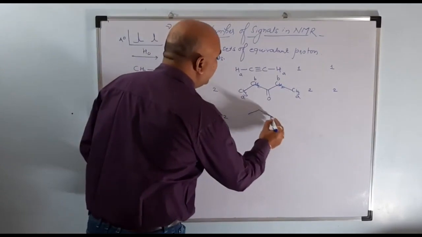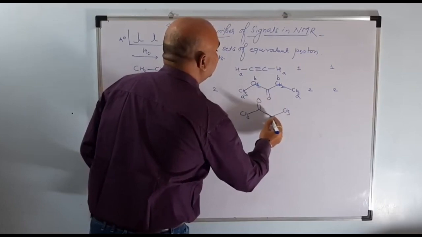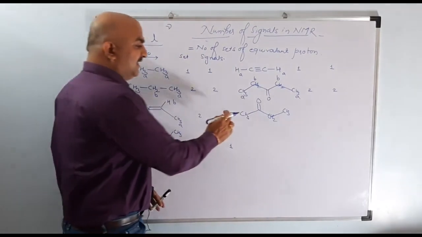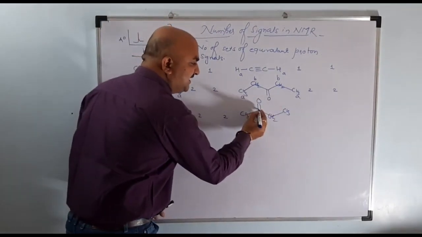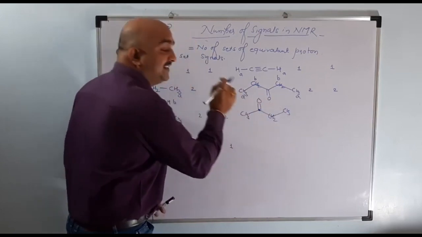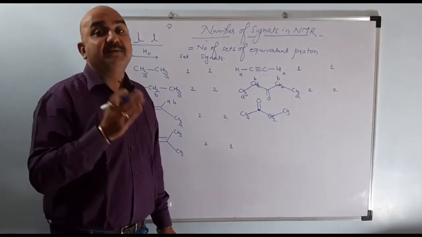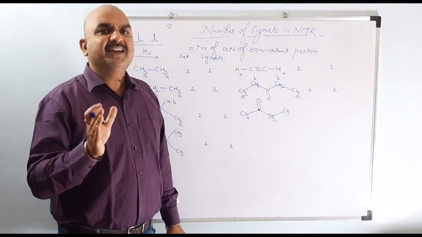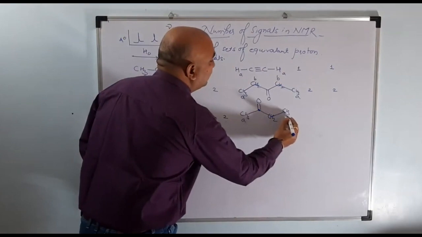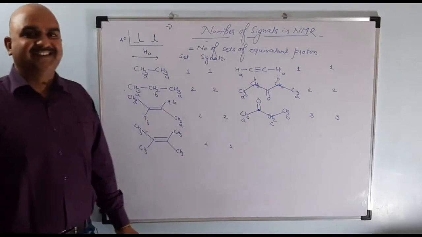Now next, if you take ethyl methyl ketone, a very interesting example. Although this is CH3 and this is CH3, this CH3 is attached to carbonyl, but this CH3 is attached to CH2. So although they are methyl, their chemical environment is different, and as the chemical environment is different, they are chemically non-equivalent, and chemically non-equivalent means they are magnetically non-equivalent. So if this is A, definitely this will be B, and this is C. So three sets of protons, three signals in NMR.